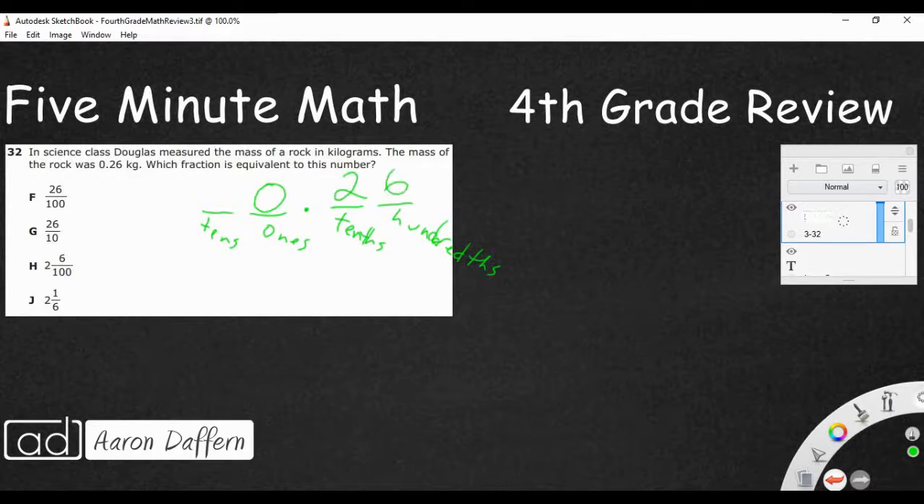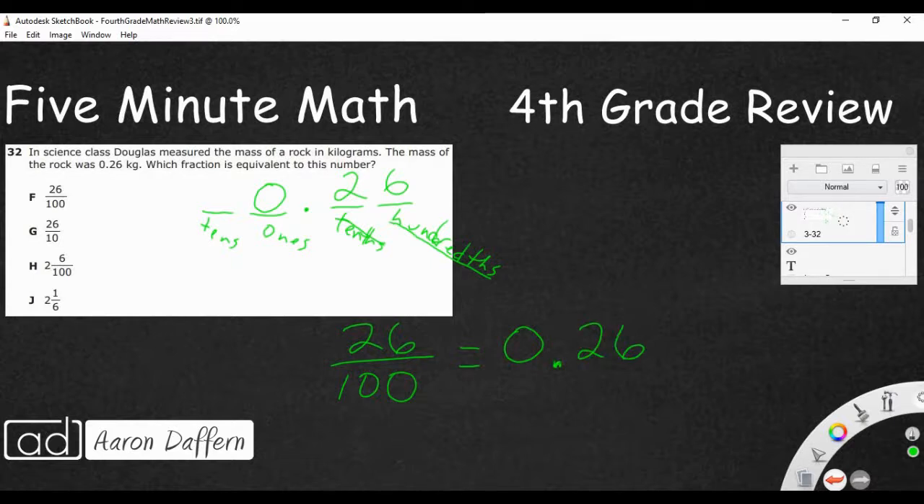I'm just going to write 0.26. Now, when you have two digits after the decimal, you read it like 26, and then you're going to say the name of the final spot. You're going to skip this spot right here, and you're going to say the name of the final spot. So we're going to skip the tenth. We're going to say 26 hundredths. So that's how we write hundredths in a fraction, 26 over 100, and this is the same as 0.26. Those two are equivalent.